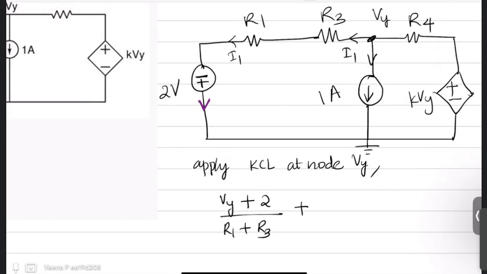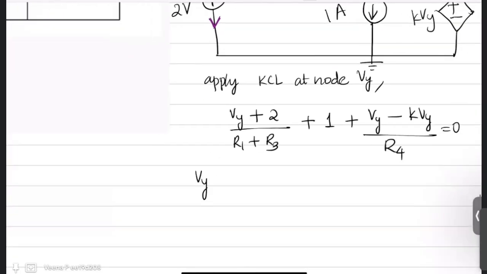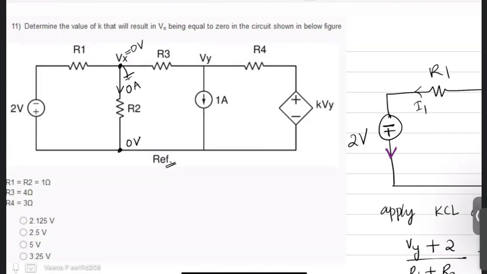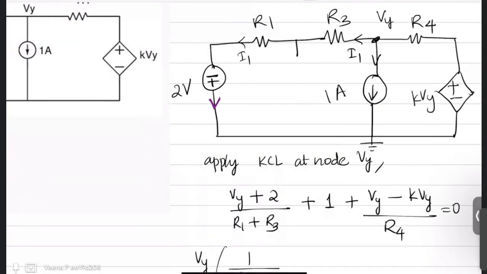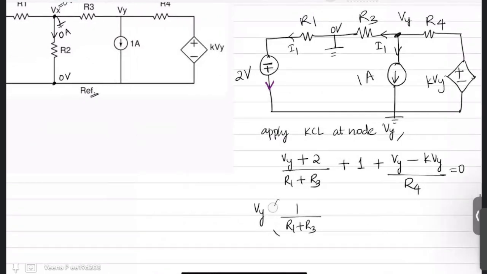Plus the current outgoing is 1 ampere plus (Vy minus kVy) divided by R4 is equal to 0. So you have Vy into 1 by R1 plus R3. Actually, since you already know this is 0 volts, we could simplify this, so I can make this equation simpler.